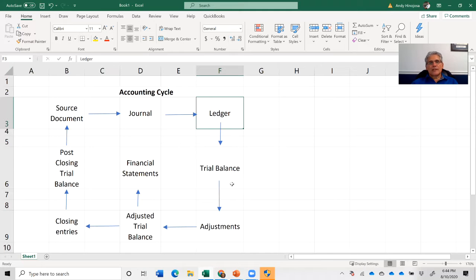From the ledgers, we then generate what's referred to as a trial balance. And the trial balance is simply a listing of all the accounts, their balances, and whether they are debits or credits. The objective of a trial balance is to confirm that debits equal credits. We learned that in all cases, all debits always equal all credits. There are no exceptions to that rule. The trial balance helps us to confirm that.